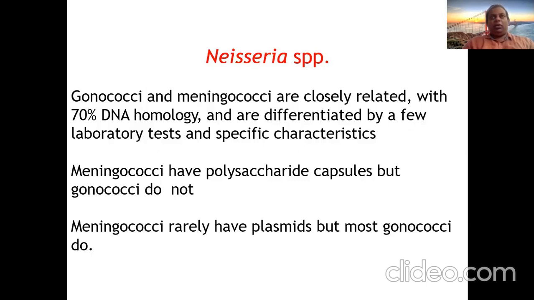For the sake of easiness, we say gonorrhoeae as gonococci and meningitidis as meningococci. They are usually closely related. There is 70% DNA homology, and they are differentiated by a few laboratory tests and specific characteristics. Neisseria meningitidis or meningococci have a polysaccharide capsule, but gonococci do not. Also meningococci rarely have a plasmid, but most gonococci have plasmids. Those are two differences.